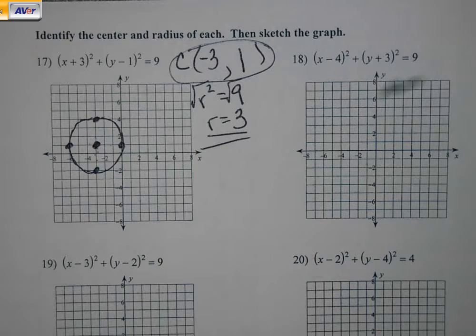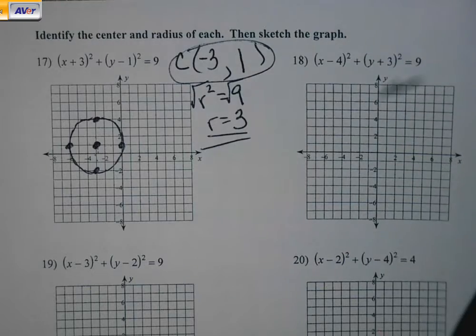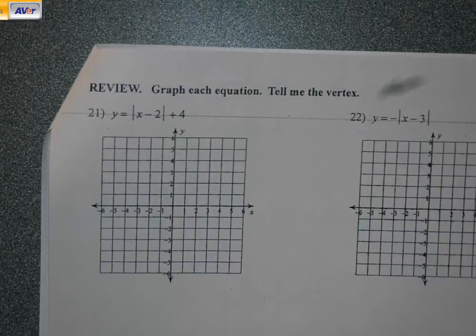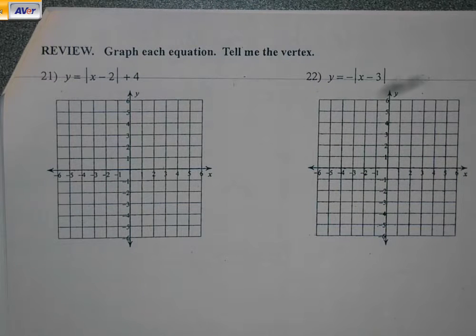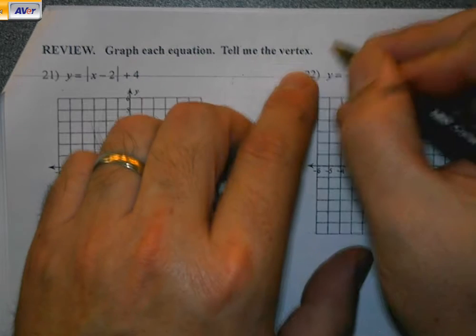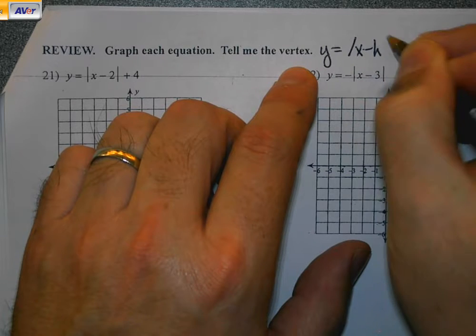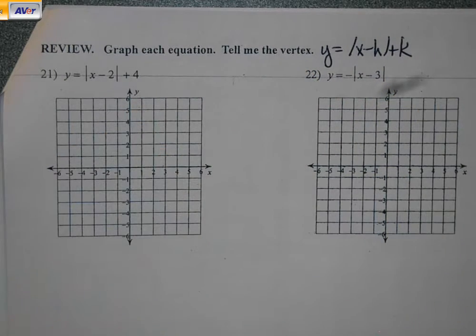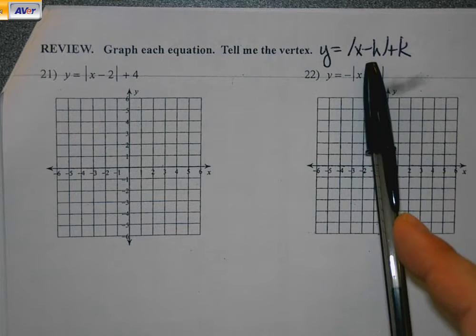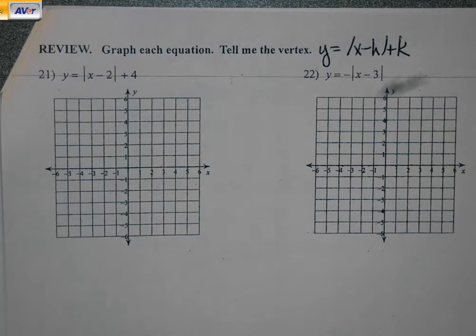All right, let's see what else we got to play with. Oh, review time. Graph the equation, tell me the vertex. Okay. Things to remember again. The shifts are the same as the ones we saw earlier when we were doing the radicals. Left, right, up, down. Same thing going on here.